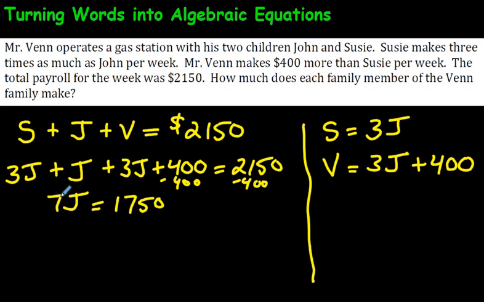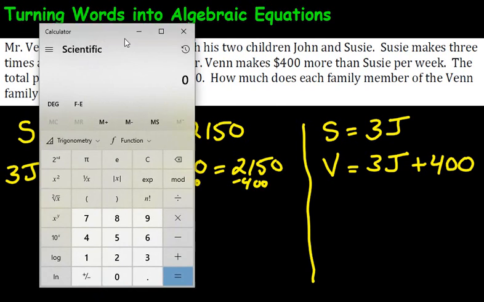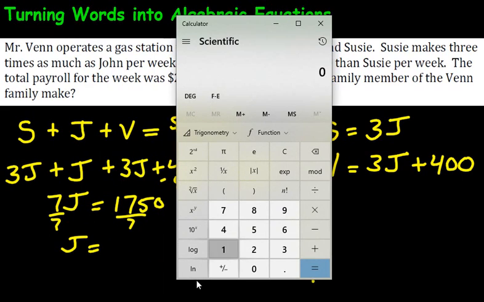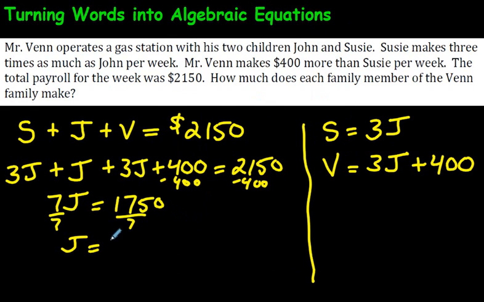And the last step is get rid of the 7 by dividing both sides by 7. And we're about to find out what John makes per week. Okay? So I will quickly use my calculator on the computer here. 1750. Let's divide by 7. And we get, wow, he makes $250 per week.